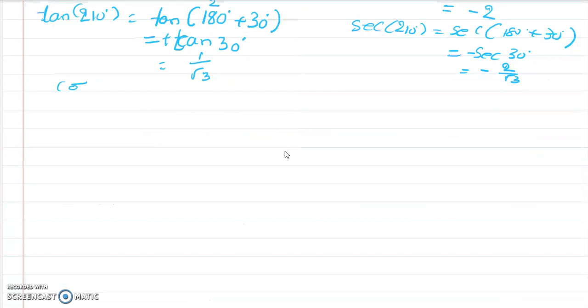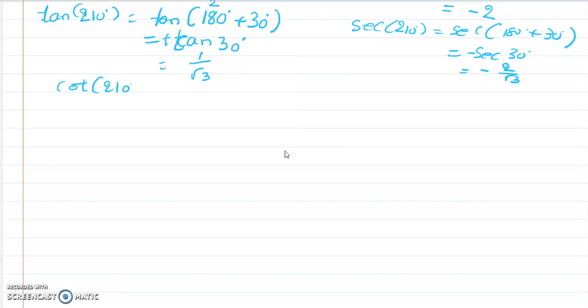Similarly, I can write cot operating on 210 degrees. Cot operating on 180 degree plus 30 degree. Cot 30 degree. And you know tan and cot are positive in the third quadrant. 210 degree lies in the third quadrant, so we have cot 30. You know tan 30 is 1 by root 3, so the reciprocal of tan 30 degree is cot 30 degree, so it is root 3. I hope you have understood.